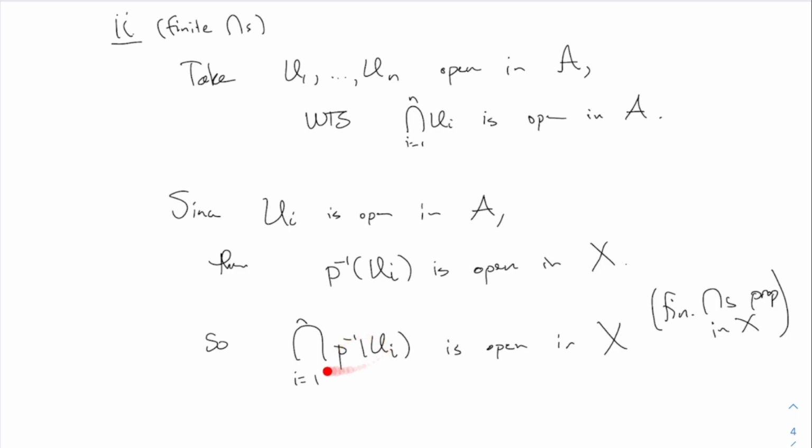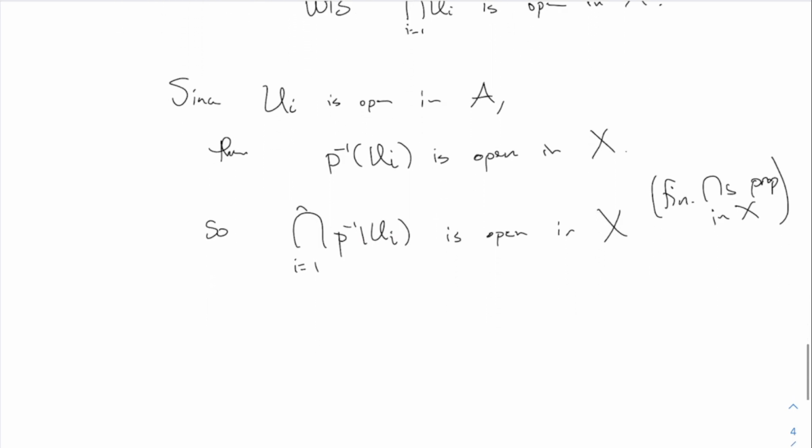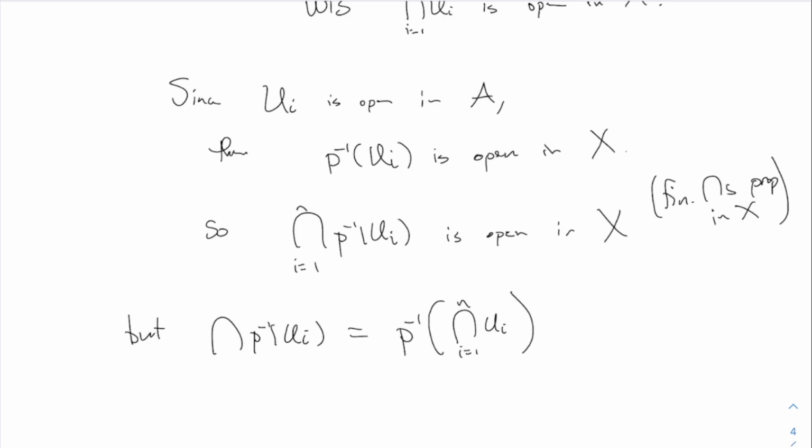I mean, this and this, they're close. Actually, what we want to show is that the preimage of that intersection is open. What we've shown is that the intersection of all the preimages is open. But this is another sort of random fact from set theory, I will just say. This intersection, P inverse UI, is actually the same as P inverse of the intersection of UI. This is a set theory fact that you probably showed in your discrete math class and forgot about.